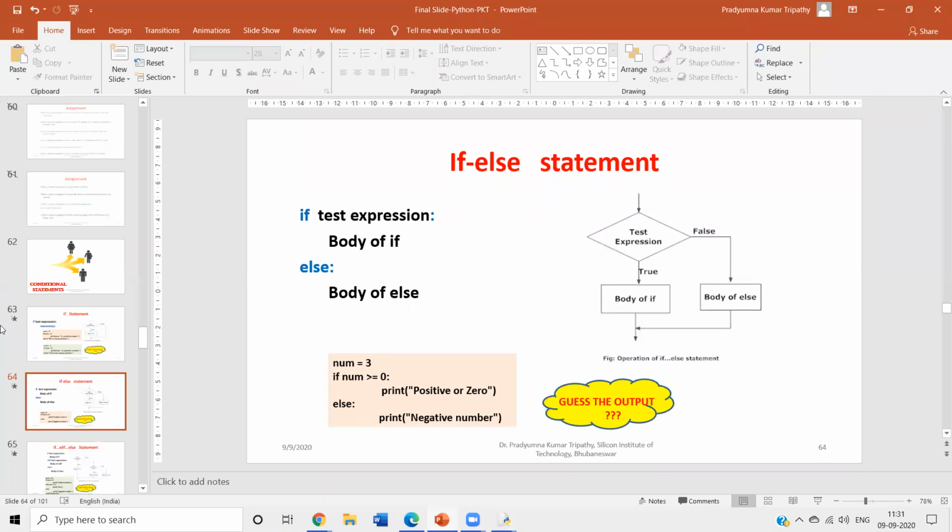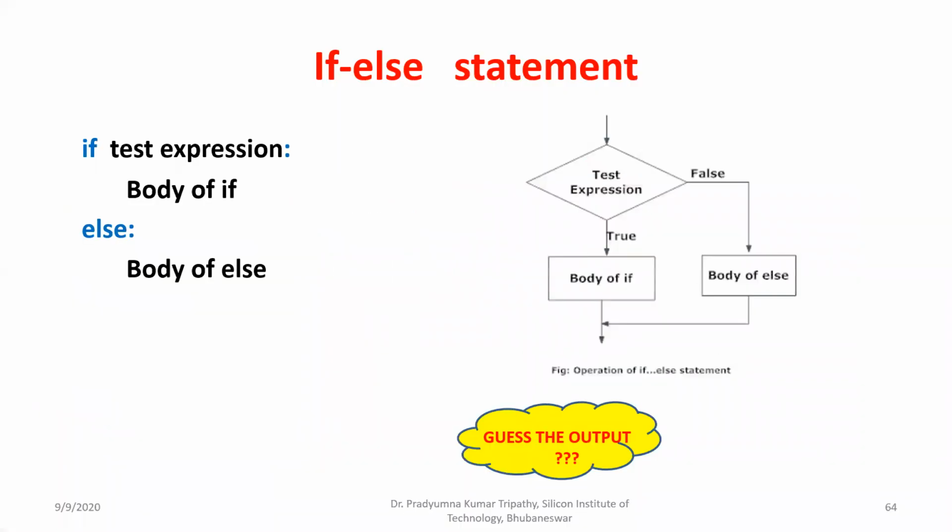Is that clear? So two things to be remembered. One is that if with a colon symbol is a must. Then you have a number of statements after one tab. Else must also be followed by a colon, and then all statements having one tab. Correct? And this is the flowchart for the same.